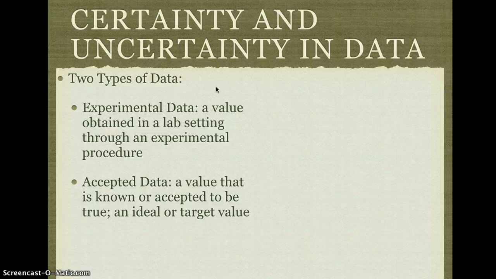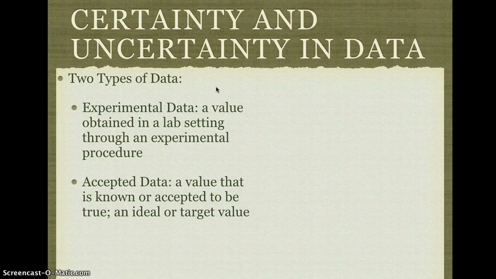I want to start out by reiterating that there are two types of data. If you were to obtain some data, you could obtain it via an experiment, or you could obtain it via research. If it is data that comes by the use of an experiment, by the use of a lab, it's experimental data. This is a value obtained in a lab setting.